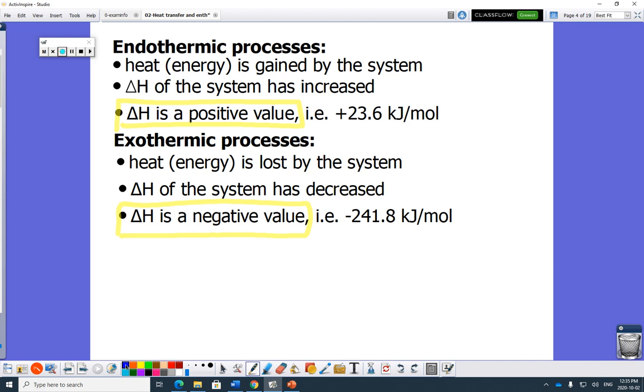Because we're going to look at the size of the number. So this 241.8 kilojoules is more energy than 23.6 kilojoules. This doesn't mean negative in a bad way. What it means is this is actually better. More energy is being released. Releasing energy is what we call thermodynamically favorable, right? Then we can use that energy for something else.